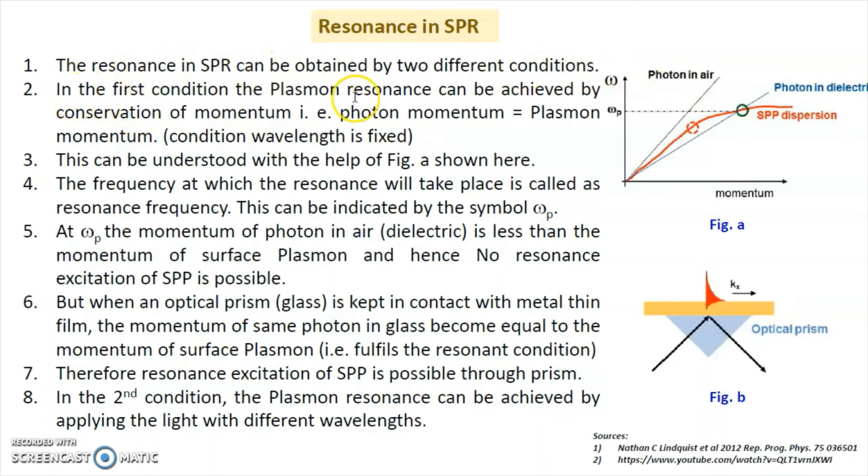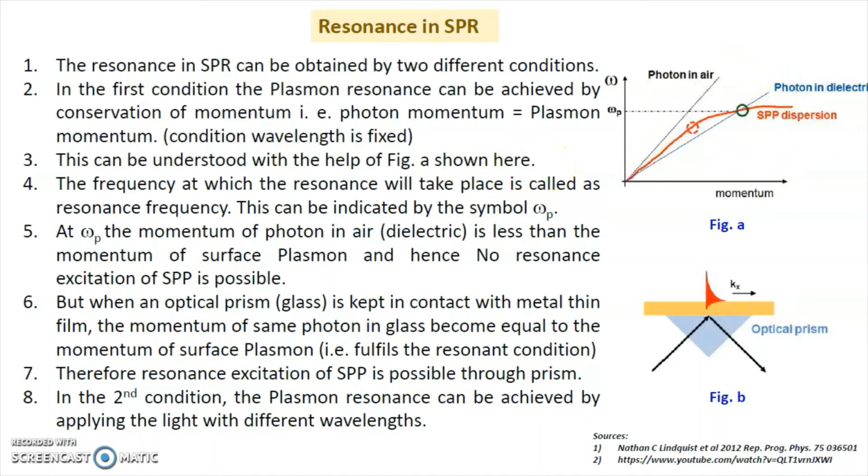In the first condition, the plasmon resonance can be achieved by conservation of momentum. So we have to satisfy this condition. What is the condition? The momentum of the photon should be equal to the momentum of the plasmon. When the photon momentum becomes exactly equal to the plasmon momentum at a fixed frequency, then there is a resonance. So this is the first condition.